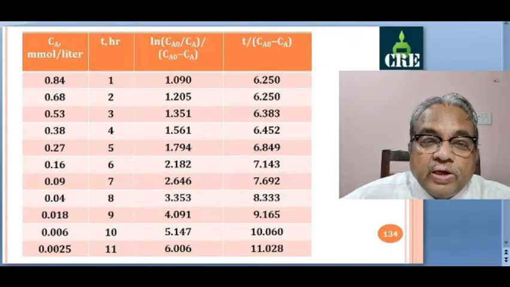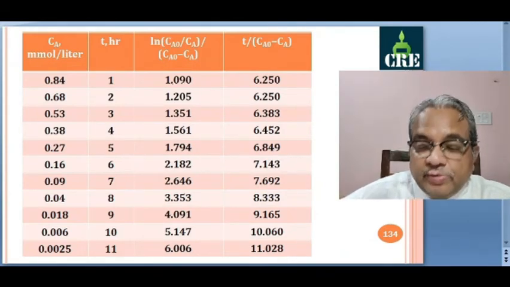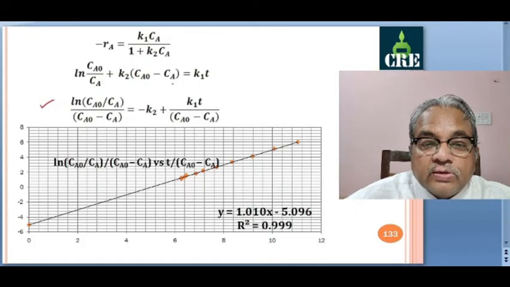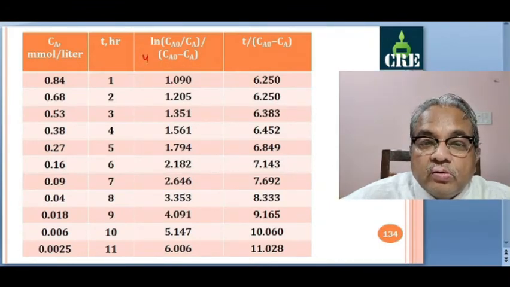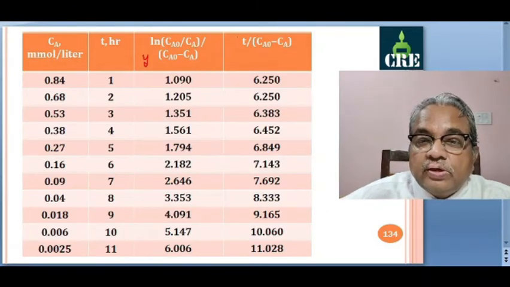Okay, so we are provided with the data, concentration in millimoles per liter and time in hours. So we have many data points here. The left hand side, that is ln of (Ca0 by Ca) divided by (Ca0 minus Ca), this is our y. This we have calculated and we get these values. T by (Ca0 minus Ca) on the x axis, so these are computed. So T from 6.2 to 11.